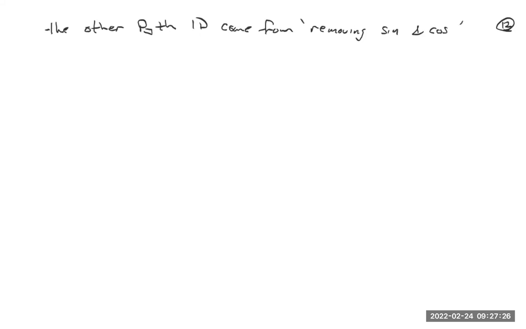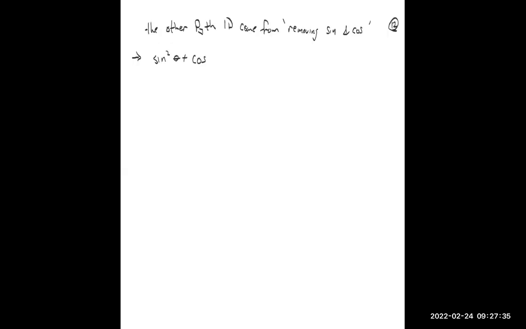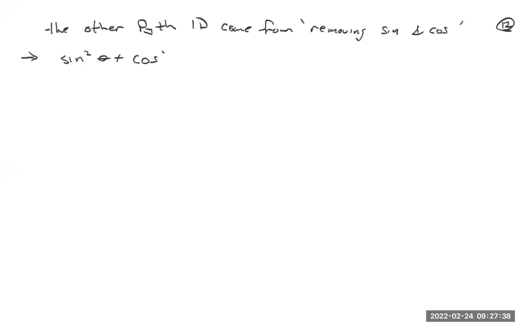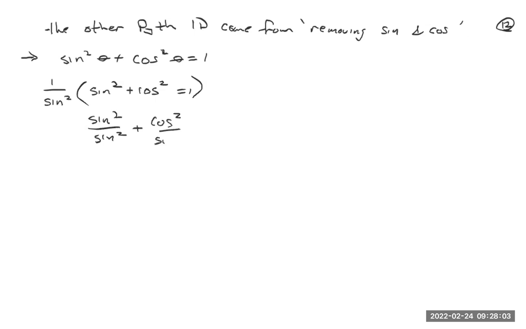So here's what's happening. If we have sine squared theta plus cosine squared theta equal to 1, and I want to get rid of sine squared, then I'm going to multiply by 1 over sine squared. With sine squared plus cosine squared being 1, that's going to give me sine squared over sine squared, cosine squared over sine squared, and 1 over sine squared.